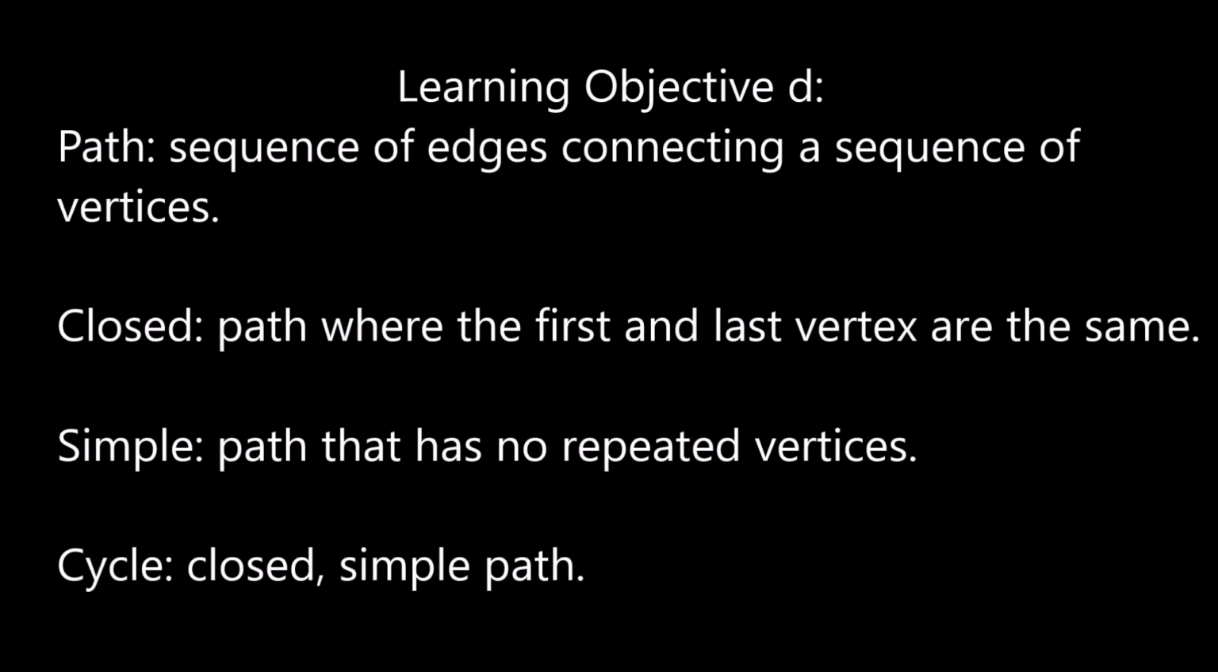So in this learning objective, D, we talked about the definition of path, closed, simple, and cycle. A path is just a sequence of edges that connect a sequence of vertices. A path is closed if the first node is also the last. And it's simple if there are no repeated vertices. A cycle is a closed, simple path. In other words, only the first and last node are going to be the same.